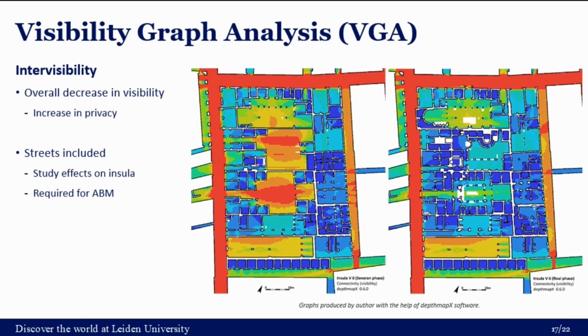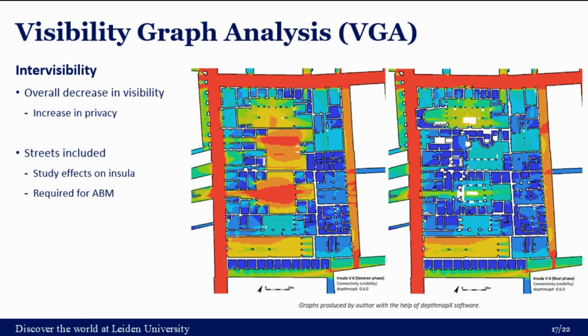You can generate a lot of different layers of data, but in this presentation I will focus on intervisibility because it's the easiest to explain. What you get here is a heat map of the insula, showing the red areas are areas which are highly visible, going down to green to yellow to blue, meaning areas which are visible barely at all from other areas. Now, as you can see, there is a clear decrease in visibility, reflecting an increase in privacy.